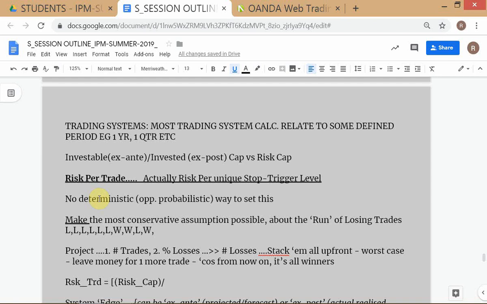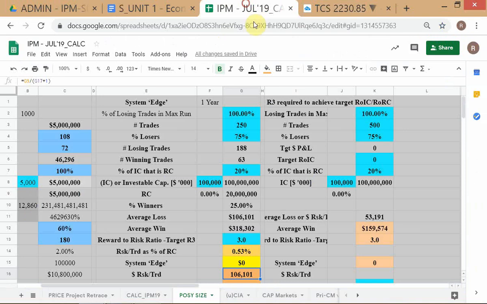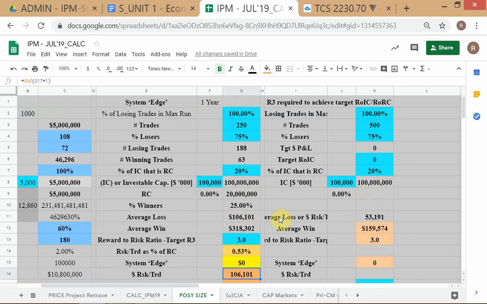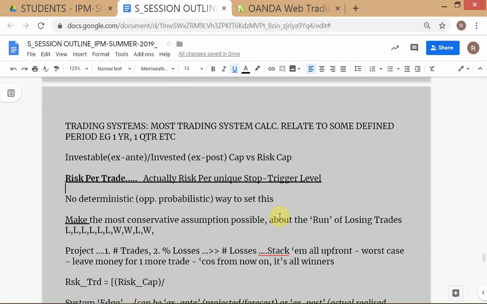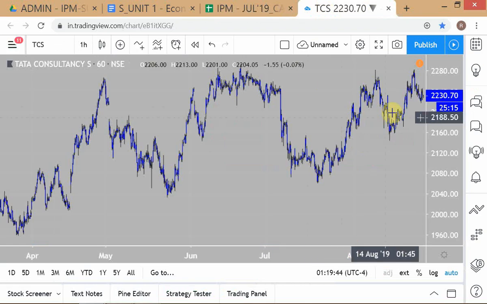That's how you're going to operate the system, right? Once you derive this, like you've done here, you derived a figure of 106,000 because there are 250 trades for whatever this trading system is. Now, every time you put on a trade against a unique stop, if it's 106,000, you will size the position in such a way that when this stop gets taken out, the gross loss is going to be 106,000.